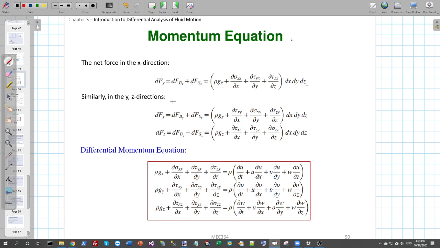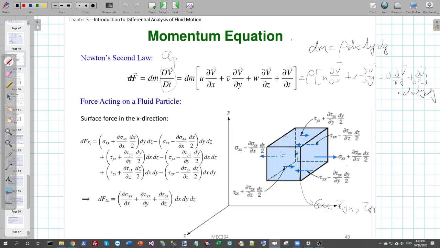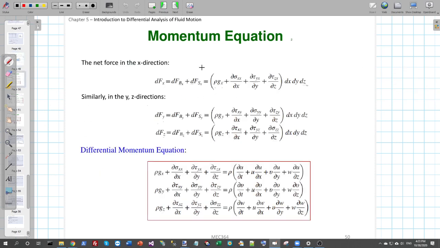And similarly, you can calculate the net force on the y and z direction, dfy and dfz. They will have a similar form. And substitute these forces back into Newton's second law to replace this F on the x direction, y direction, and z direction. And we can get the overall momentum equation in the differential form. So this is the final equation.